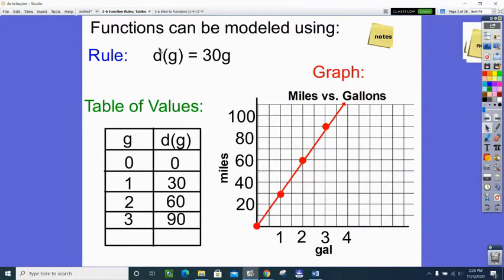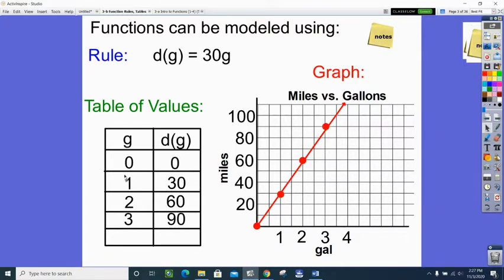So how we're going to start is here's sort of 3 representations of the same rule. We've got a rule here that we take the input variable, multiply it by 30, and that gives us the output. We have a table of values. So if you notice, if I take that g of 0 and I substitute it into this function rule, 30 times 0 would be 0, and 30 times 1 would be 30, and 30 times 2 would be 60. And you can see that this is a table that represents this function rule. And then we're going to come over and we're going to do a graph.